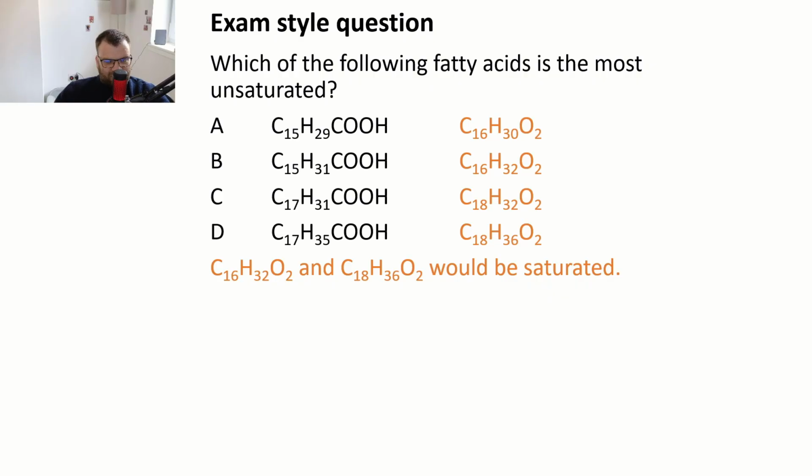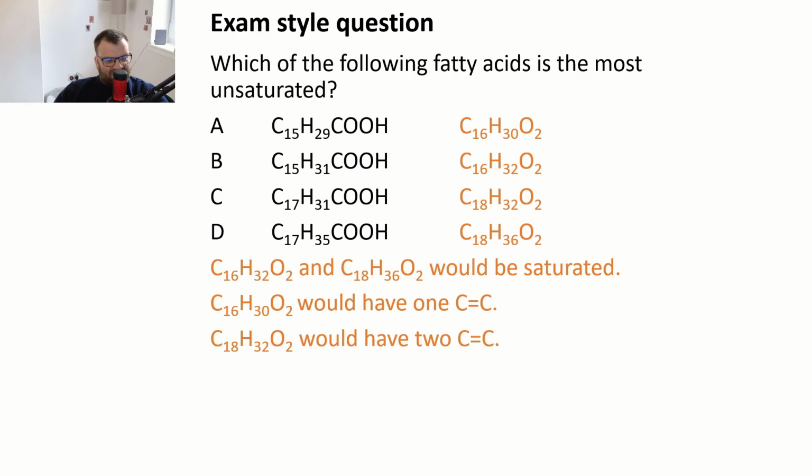Next thing I'm looking for is how far away from saturation we are. So A has 30 hydrogens instead of 32. That must have 1 carbon-to-carbon double bond, because every double bond reduces the H's by 2. Whereas the C18H32 must have 2 carbon-to-carbon double bonds because it's 4 hydrogens away from being filled up.